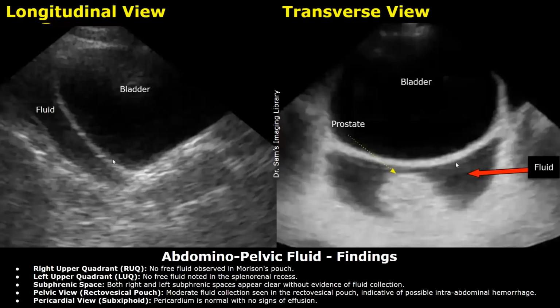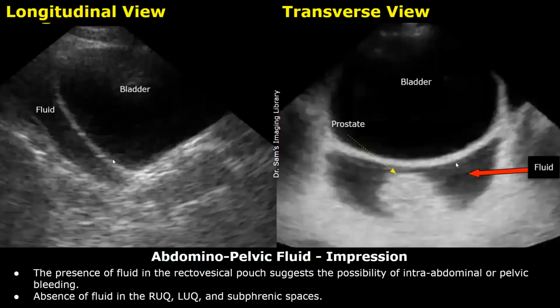These are the findings: right upper quadrant, no free fluid observed in Morrison's pouch. Left upper quadrant is also normal. Subphrenic space, both of them are normal. Pelvic view, the rectovesical pouch. Moderate fluid collection seen in the rectovesical pouch, indicative of possible intra-abdominal hemorrhage. Pericardial view is also normal.